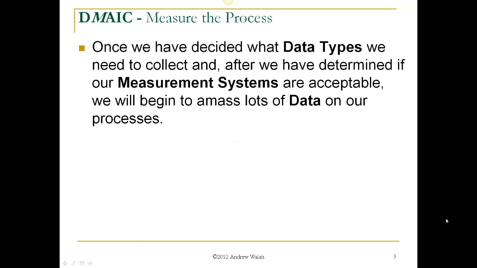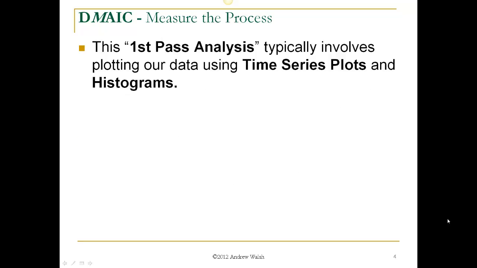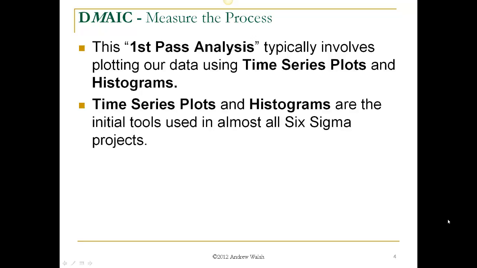Once we have decided what data types we need to collect, and after we have determined if our measurement systems are acceptable, we will begin to amass lots of data on our processes. It is then we will perform a first pass analysis and measure our process and basically compare it to our specifications and see where are we. This first pass analysis typically involves plotting our data using time series plots and histograms. Time series plots and histograms are the initial tools used in almost all Six Sigma projects.